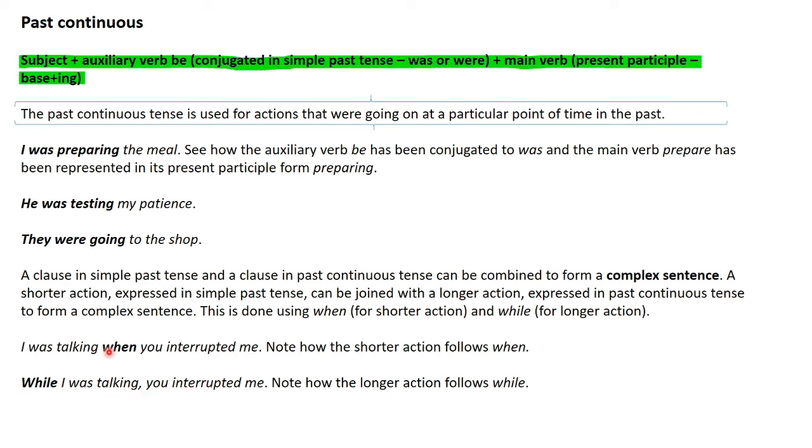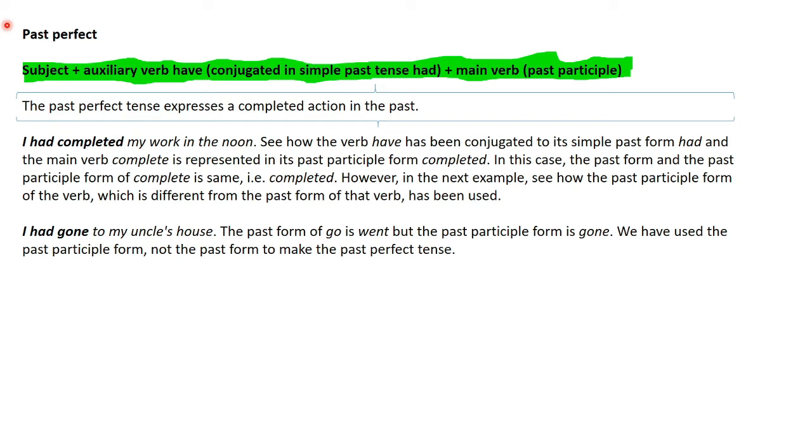Another important point to note here is that when is used in front of a shorter action, whereas while is used in front of a longer action. So since talking is a longer action compared to interrupted, which is a shorter action, the longer action is preceded by while, whereas the shorter action is preceded by when. Now let's take a look at the past perfect tense.